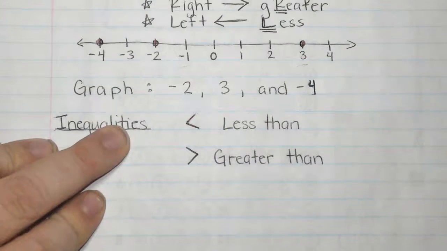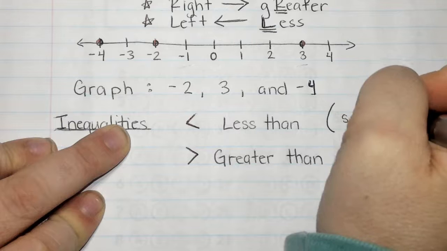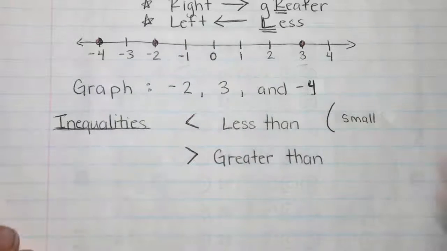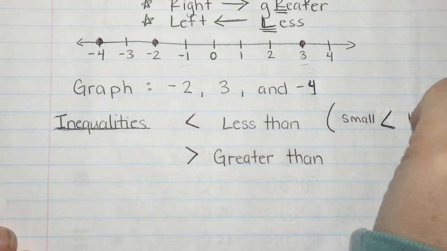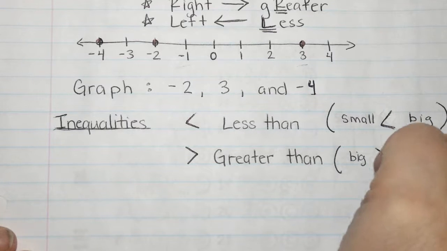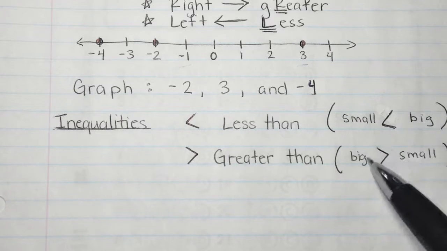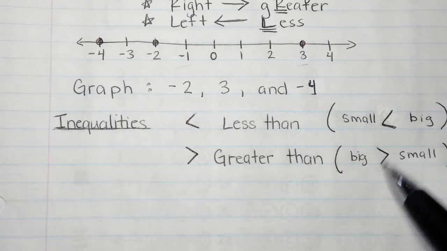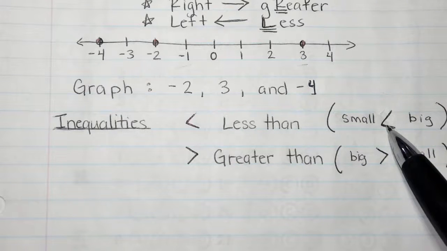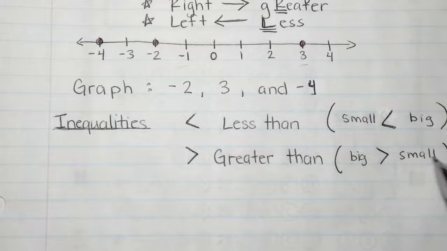So in fact, we can even write that out here. What this means is the small number is less than the pointy side, the big number. And here we have the big number is greater than the small number. Each time, do y'all see how my alligator is eating the big number? My inequality is opening up to the big number. But when we read this, I know that small, less than, because it forms that L, big, and this means big, greater than, small.